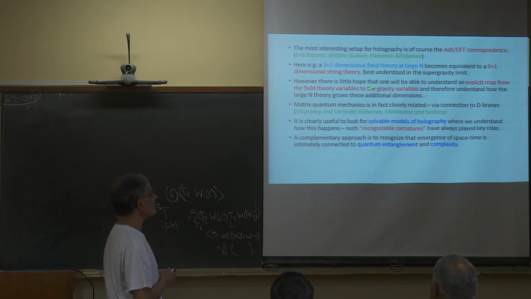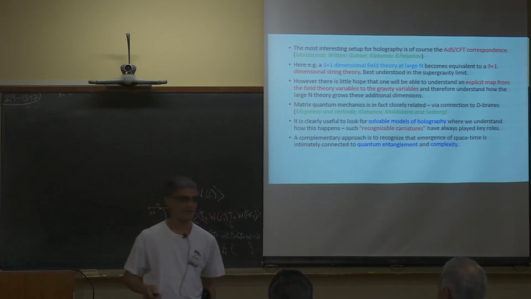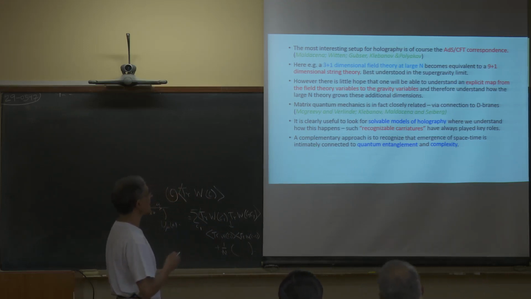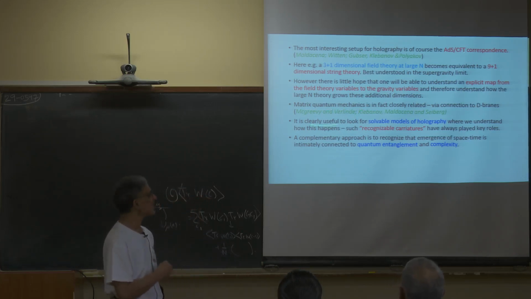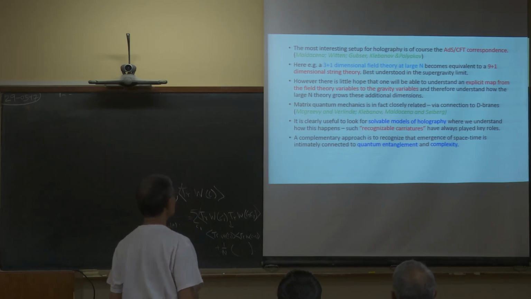However, there is actually very little hope that one will be able to understand the explicit map which takes you from this 3 plus 1 dimensional theory to the 10-dimensional string theory. If we had that, we would of course be very happy, but that is too much to expect. I should also comment that the previous slide, the matrix quantum mechanics, is in fact very closely related to the AdS-CFT correspondence, and this was realized maybe about 10 years ago by McGreevy and Verlinde, and Klebanov, Seiberg and Maldacena.